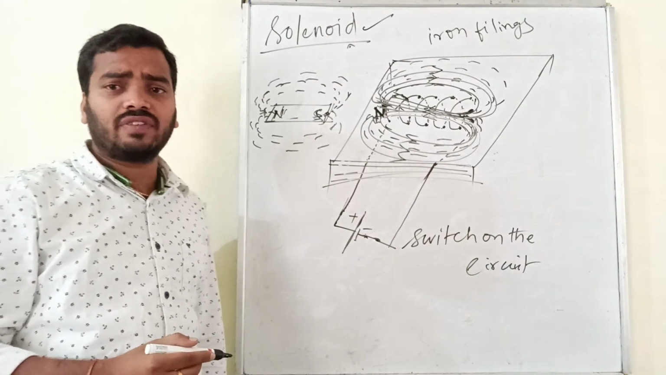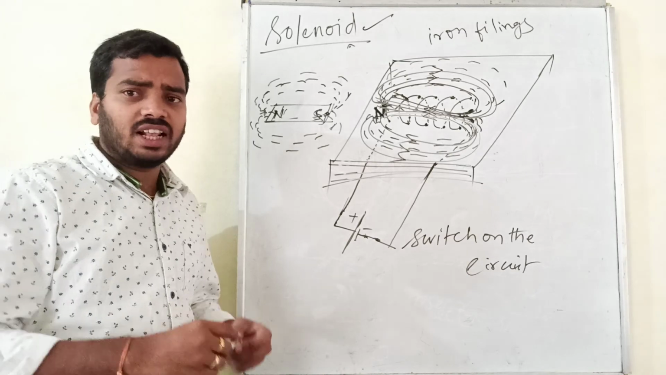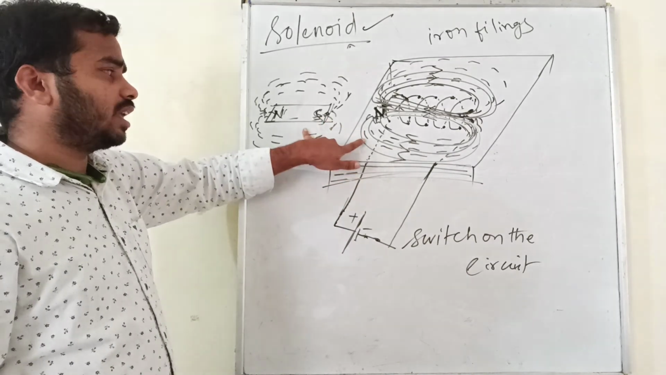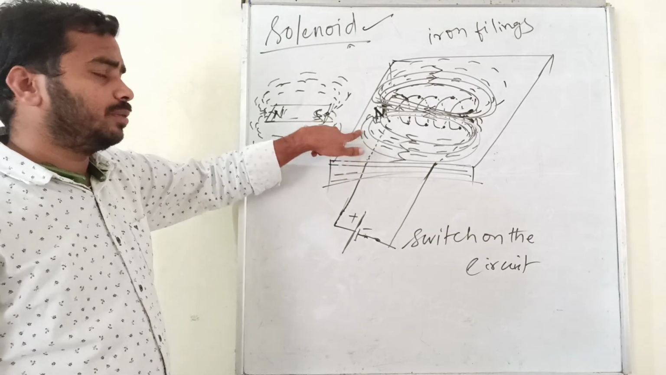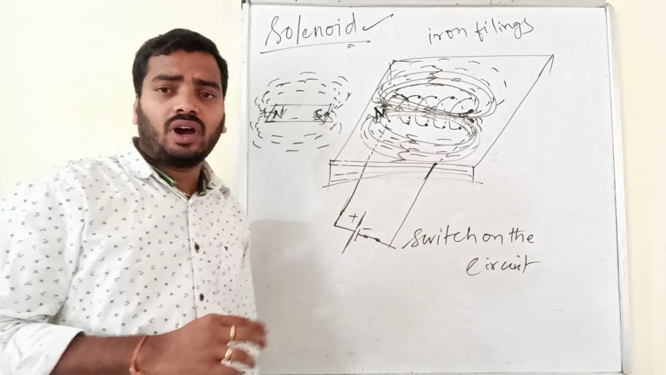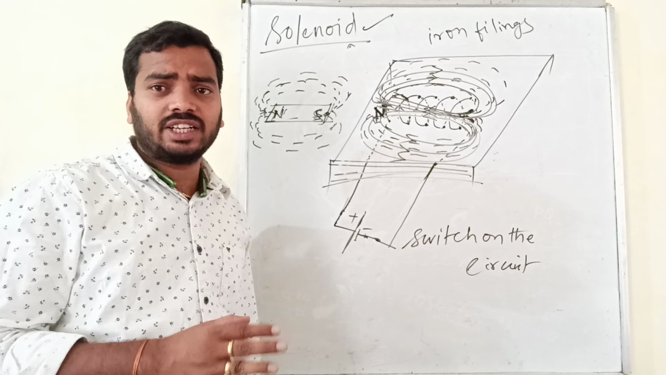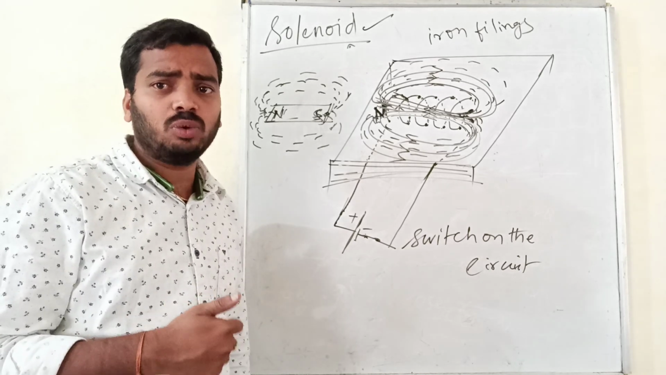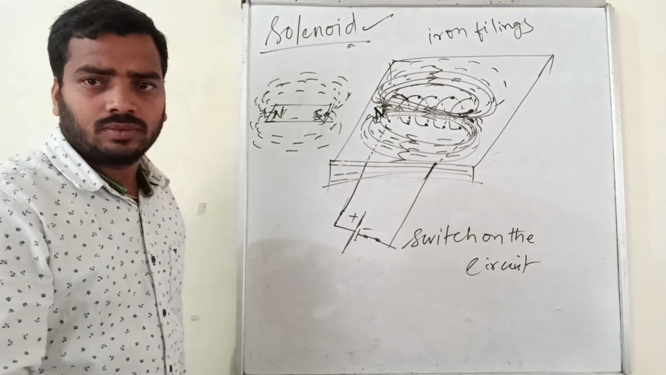The magnetic field lines would be similar to the bar magnet in the case of a solenoid. So I hope you have understood how to determine the directions of the magnetic field lines in the case of a circular current carrying loop and the solenoid. That's all, friends.